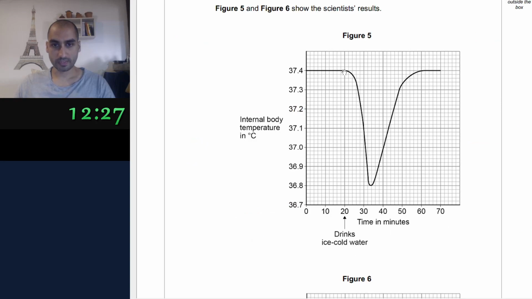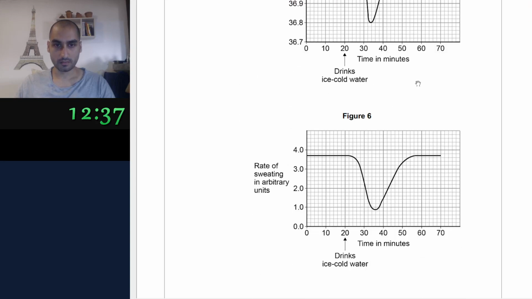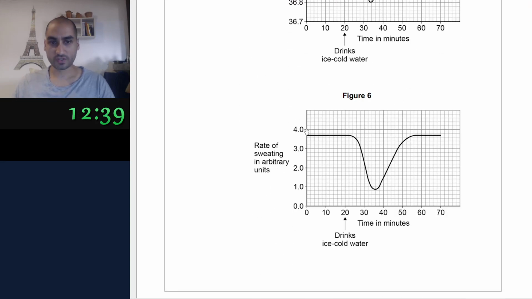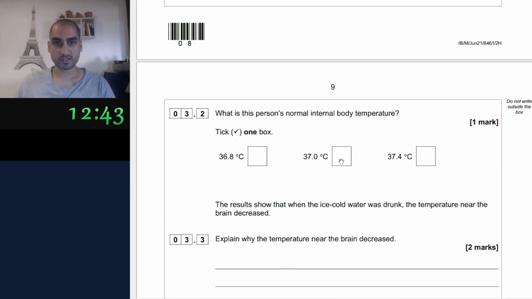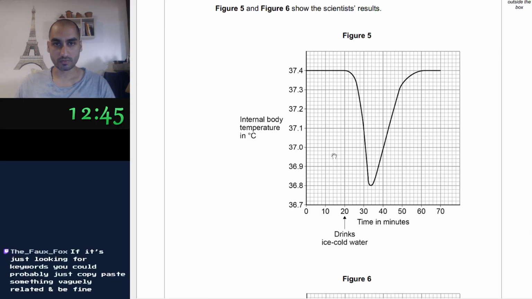Okay, so at this point they drink the ice cold water. Their body temperature drops down and then goes back up. Okay. Rate of sweating goes down, goes up. Makes sense. What is this person's normal internal body temperature? Well, it's always going to be... Okay, it looks like 37.4.